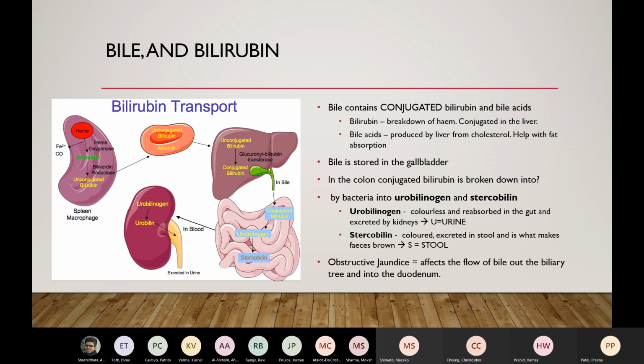Bile acids, on the other hand, are made in your liver from cholesterol, and they help with absorbing fat. Together, bile acids and bilirubin make your bile. And I'm sure you remember, your bile is stored in your gallbladder. Okay, so what happens to your bile once it gets released into your gut? Does anyone know? What does it get converted to?